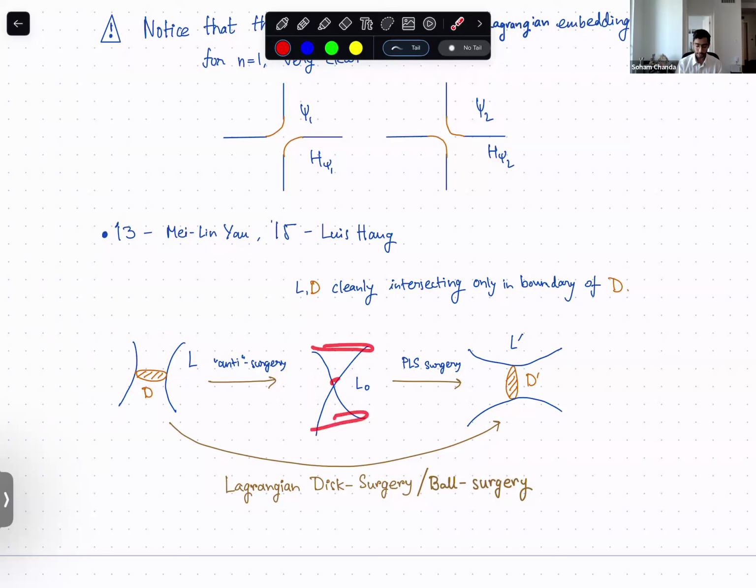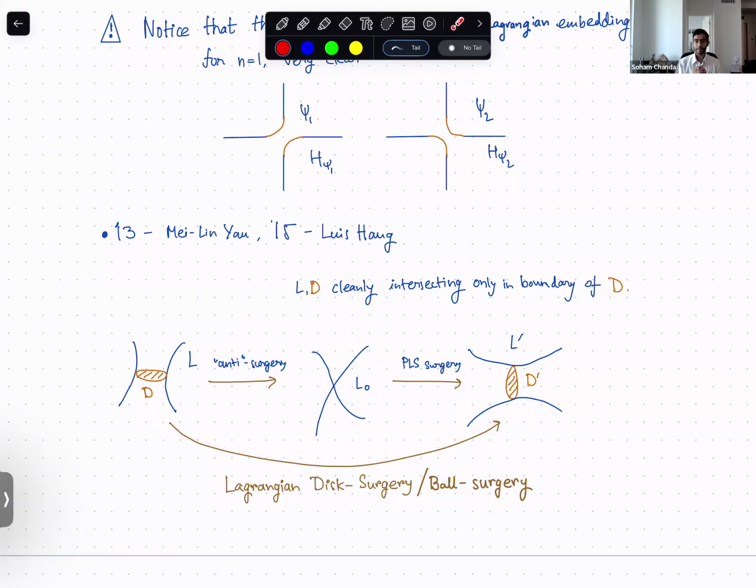So this is this kind of figure of two planes intersecting transversely. And then you are at the stage where you can do a Polterwitz surgery. So note that Polterwitz surgery has two directions. One direction will come back to itself. The other direction will potentially create a new thing. This composition is called a Lagrangian disk surgery.